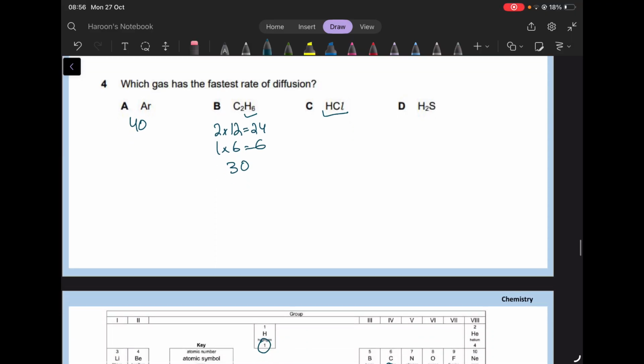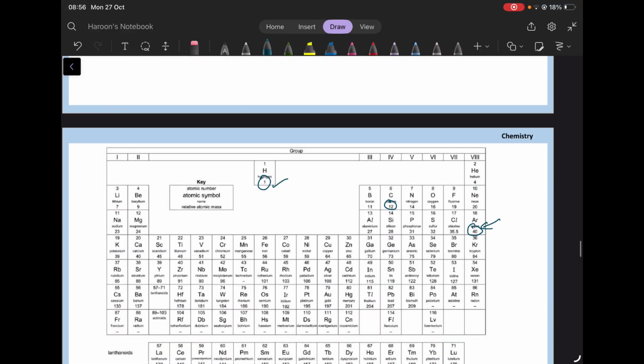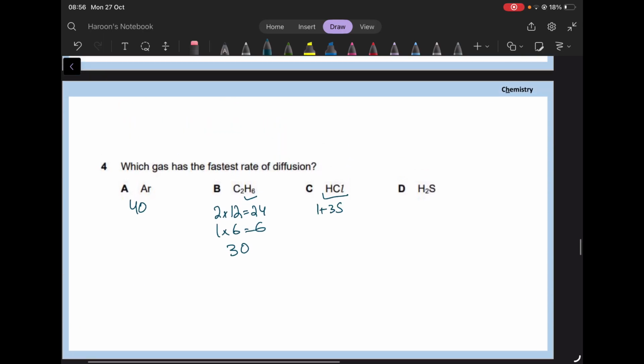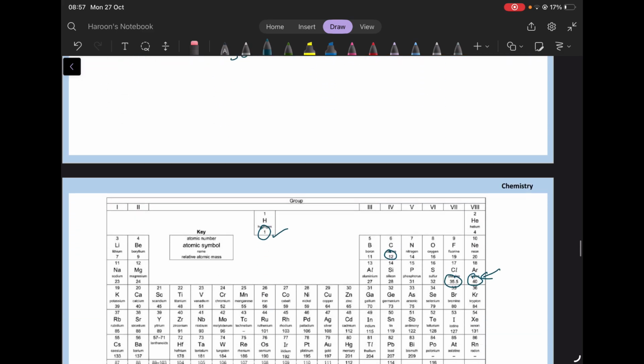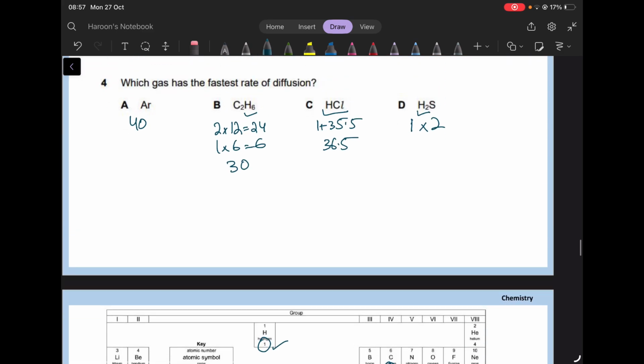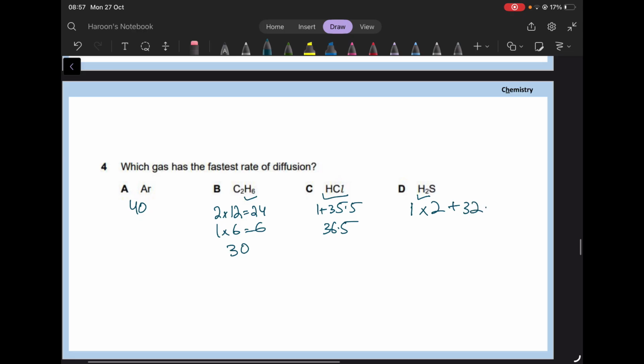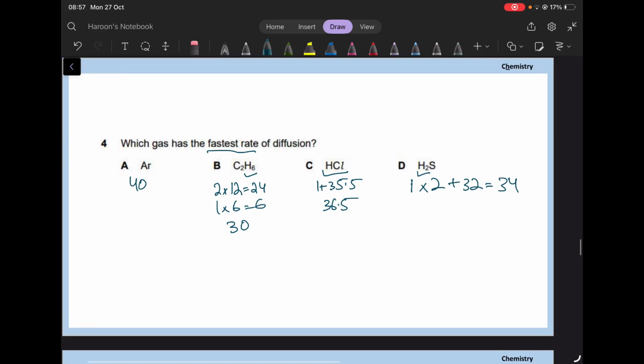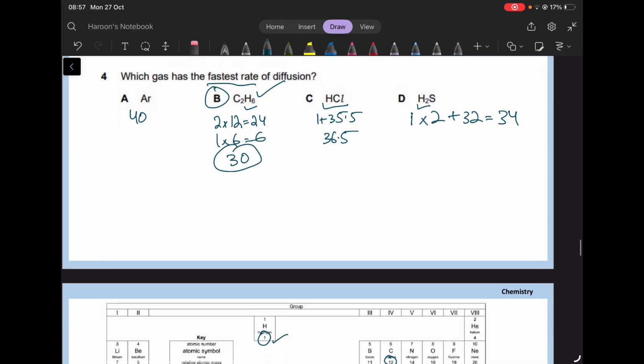HCl, we already calculated it when we were doing the concepts. Hydrogen over here 1, and chlorine 35.5. So this should be 1 plus 35.5 is equal to 36.5. Lastly, hydrogen 1 times 2, and we need to add the sulfur as well. Sulfur is over here, you can see 32. So this would be plus 32. This becomes 34. Okay, now fastest rate of diffusion would be the lightest gas. So the lightest over here is 30. You can see 30 is the smallest number. All the other numbers are actually bigger than this. So B has to be the correct answer. I hope this made sense.